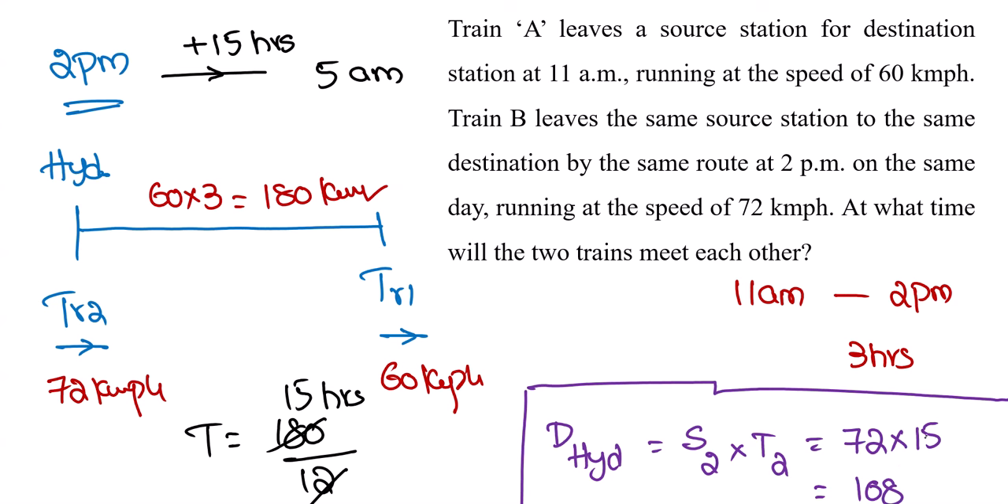Give 2 to this, 30 into 36. Yeah, it's 1080 kilometers. So from Hyderabad, after 1080 kilometers of travel, these two trains are going to meet. If they ask distance, this is how we can do it.